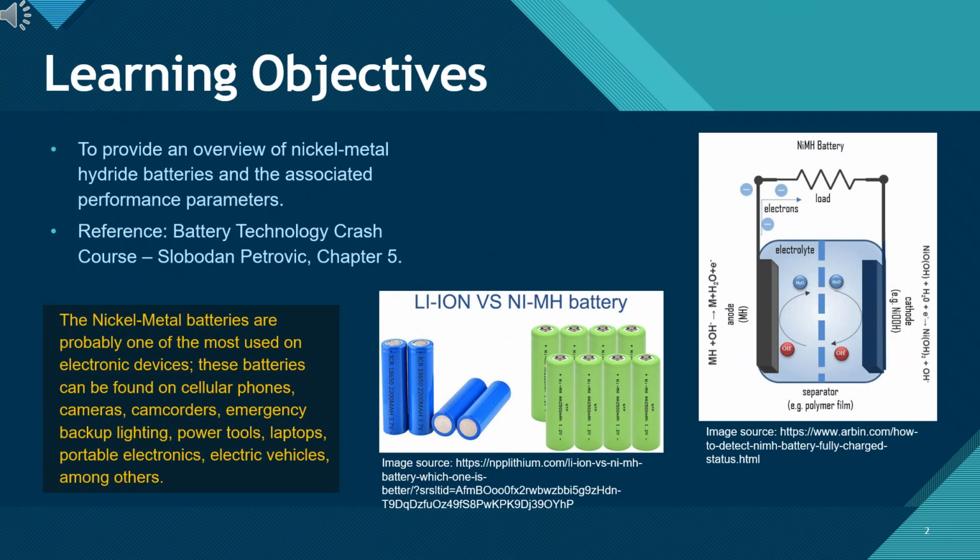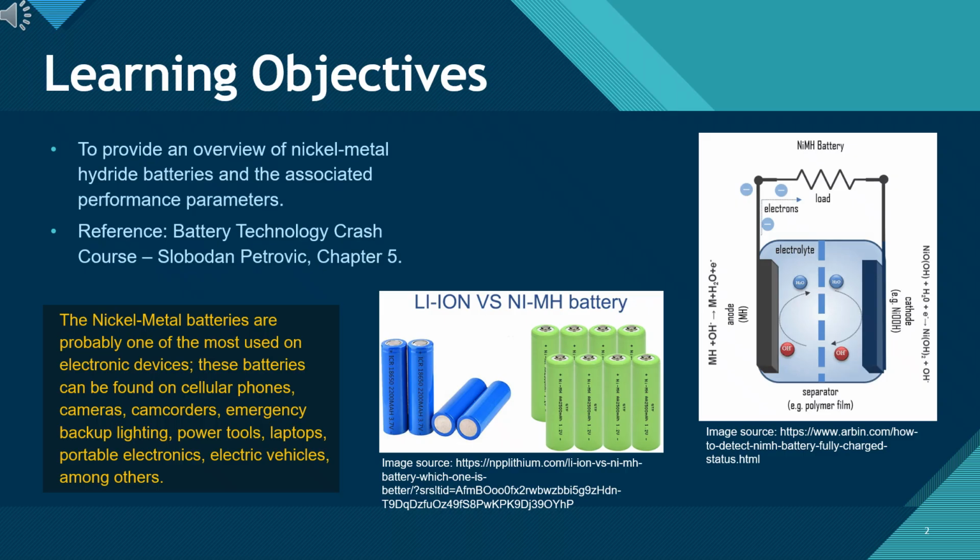Learning objectives. In this chapter, we'll learn about nickel-metal hydride, NiMH batteries, how they work, their key components, and where they're used. As shown in the first image, NiMH batteries operate at 1.2 volts and 2,500 milliampere hour, compared to 3.7 volts and 2,200 milliamp hours for Li-ion batteries. This means NiMH cells have lower voltage but excellent stability and safety.